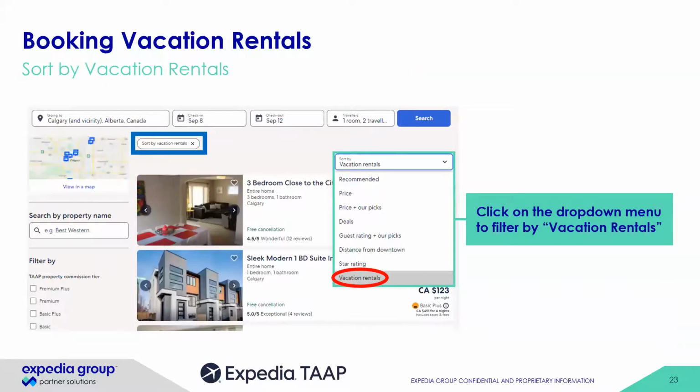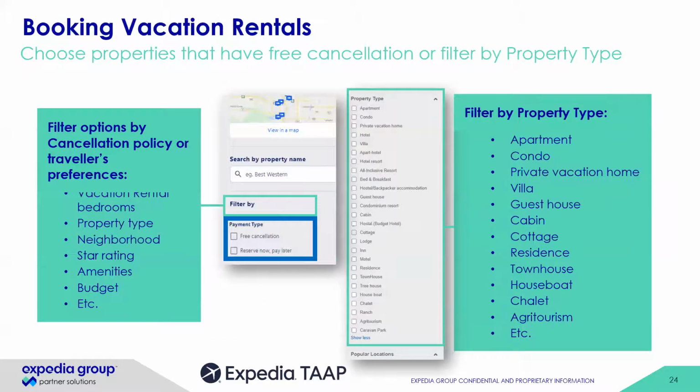And then, very important, you'll just need to filter your search results by vacation rentals in the sort by menu there at the top. And to help narrow down your search results, there's numerous filters you can choose from. So for example, you can filter by free cancellation to help bring a sense of security for your travelers, which is very important right now. You can also filter by property type, and it's going to range by the destination, how many different property types will be available.